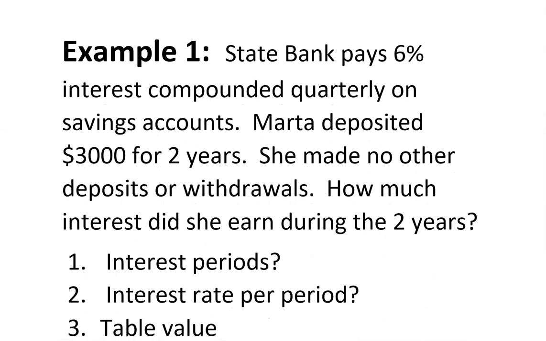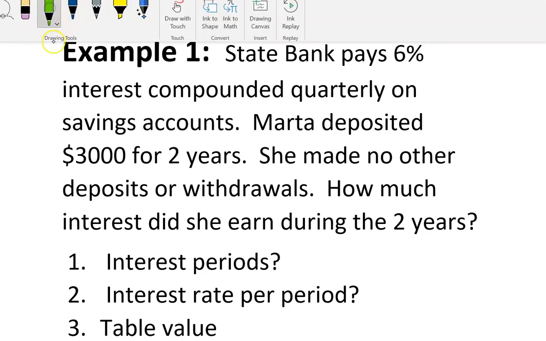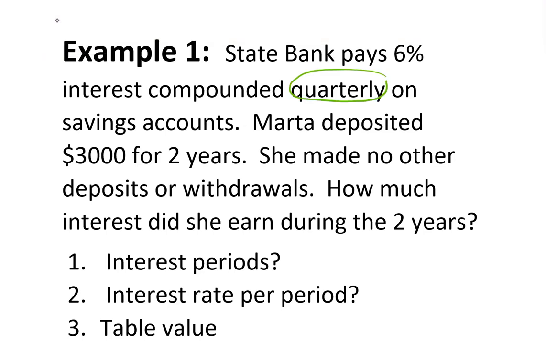Example number 1, State Bank pays 6% interest compounded quarterly. She deposited $3,000 for 2 years. She made no other deposits or withdrawals. How much interest did she earn during the 2 years?